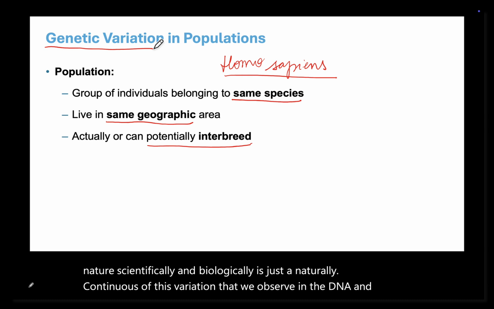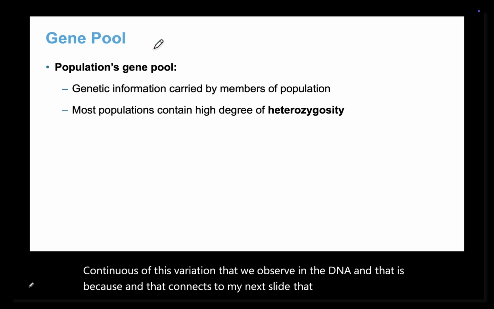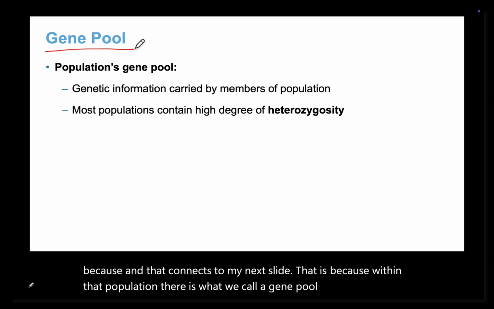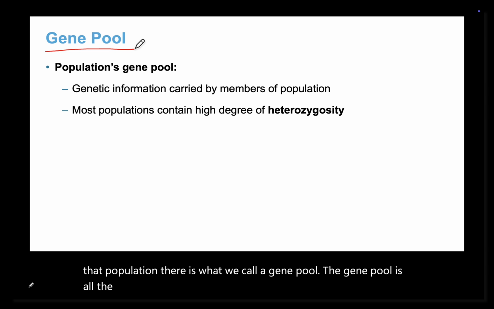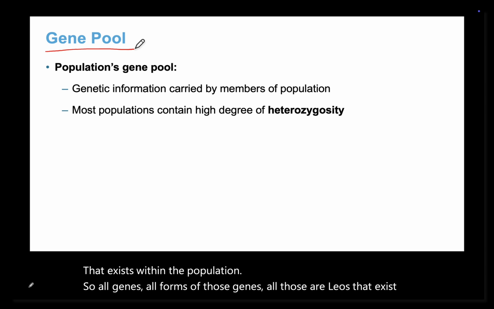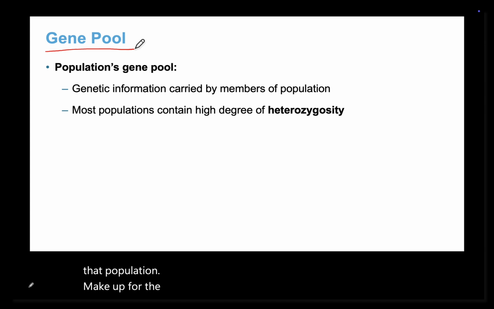And that connects to my next slide. That is because within that population there is what we call a gene pool. The gene pool is all the genetic information that exists within that population. So all genes, all forms of those genes, all those alleles that exist in that population make up the gene pool of that population.